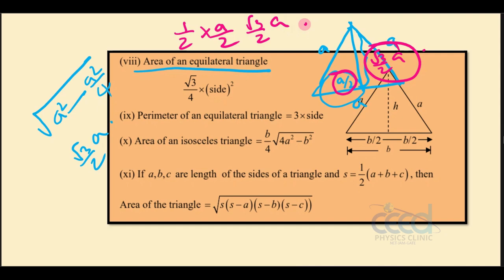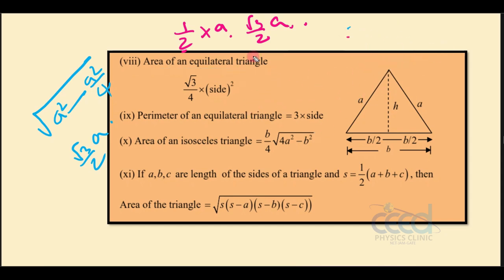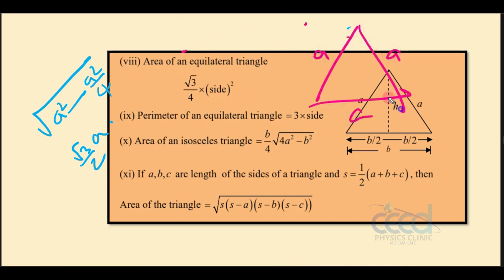Right. So here, sorry, the base is a only. Half into base into height, then root 3 by 4 a squared. Now a is what we have taken as the side of the triangle. So if an equilateral triangle is given with side a, what is its area? Root 3 by 4 a squared. Now all the sides are equal, so what is the perimeter? That is 3a, right? That is 3 into the side.